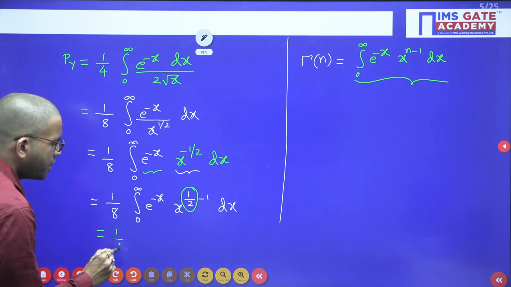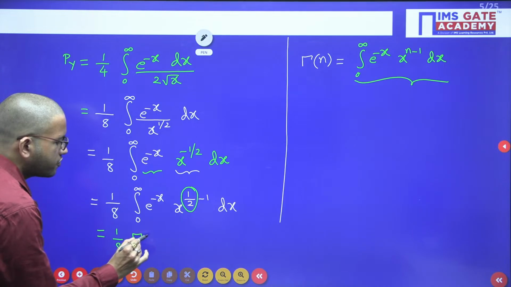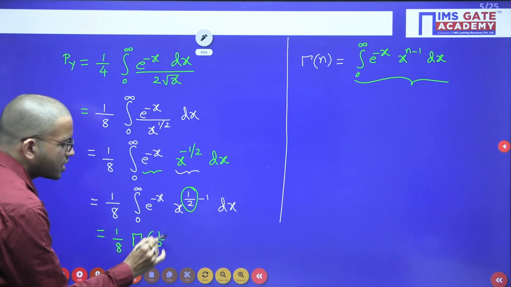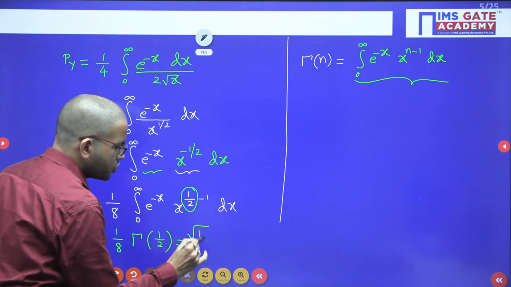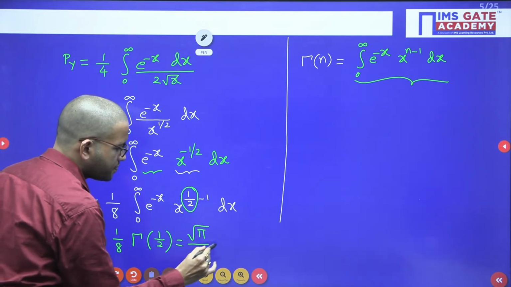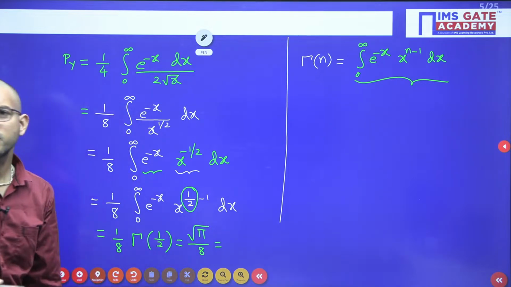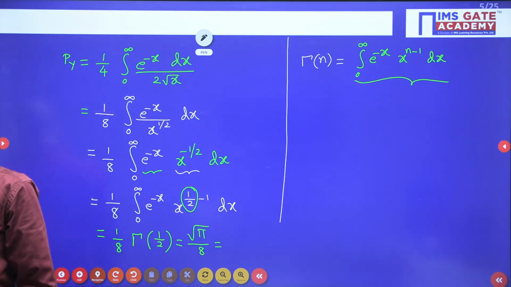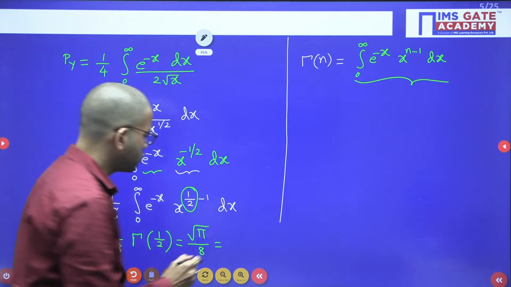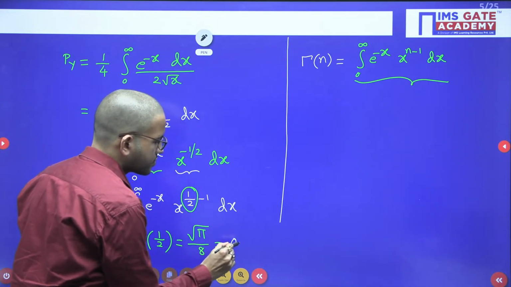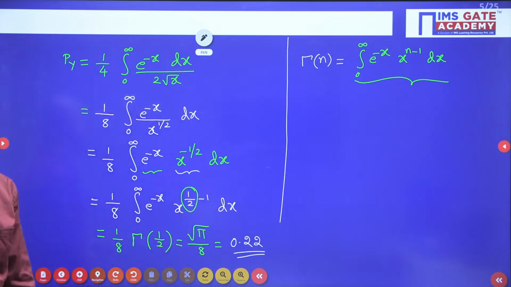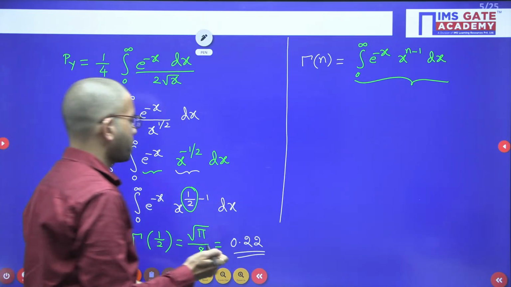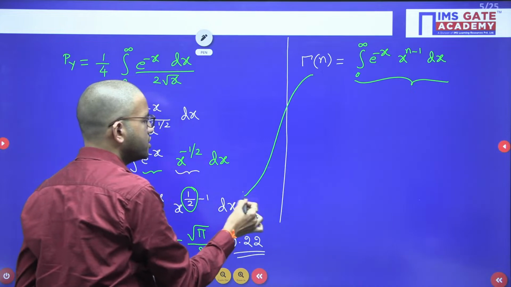So 1 by 8 I am keeping as it is, gamma function 1 by 2. Gamma 1 by 2 is nothing but root pi, right? So root pi divided by 8. All of you do the calculation. You will get 0.22. 0.22 is the correct answer for this question. I have applied the gamma function here.